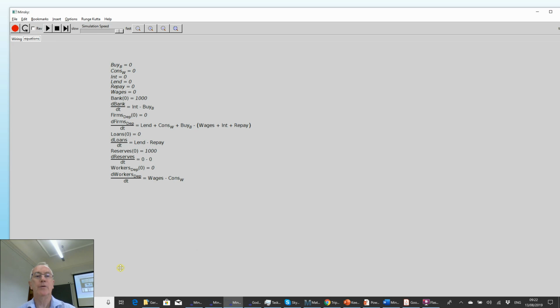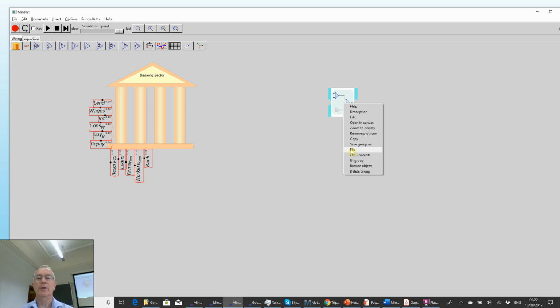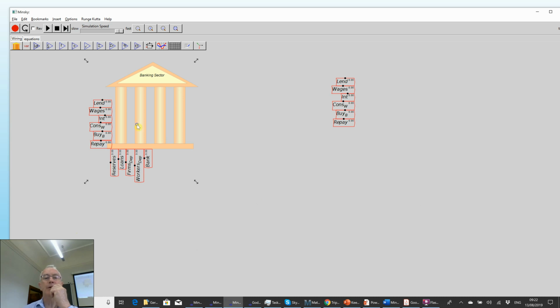So go to your model, go to the Godley table, right-click, and one of the options there is copy flow variables. Click on that. You get a group, right-click and choose ungroup, and there are your flow variables. Then right-click and choose copy stock variables and place them up here and ungroup, and there are your stock variables. So you can now define them all.